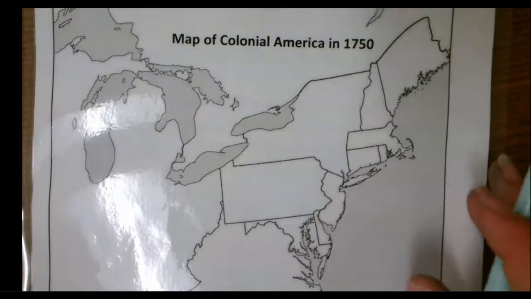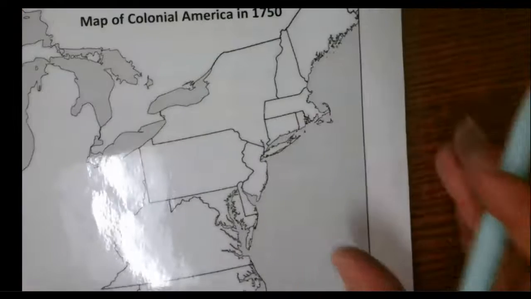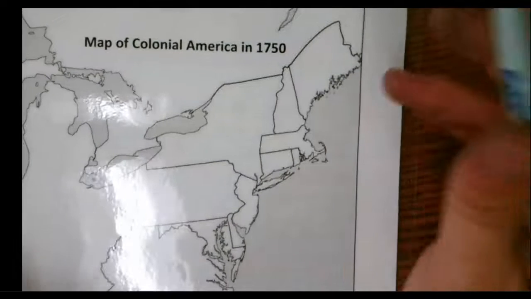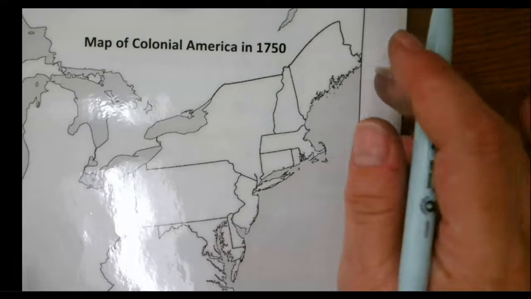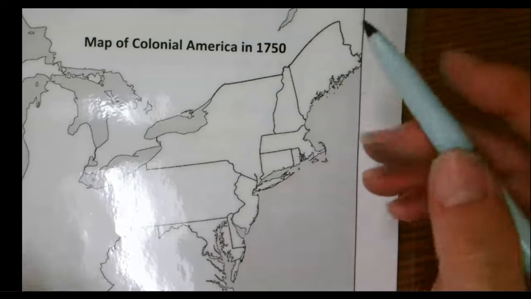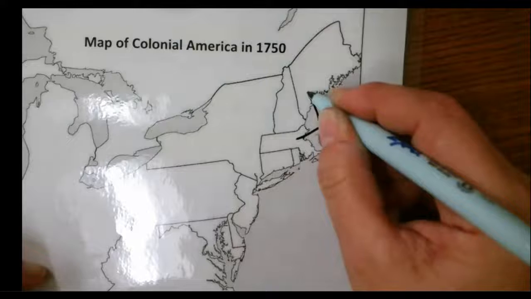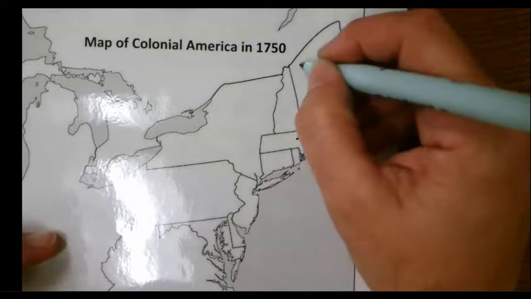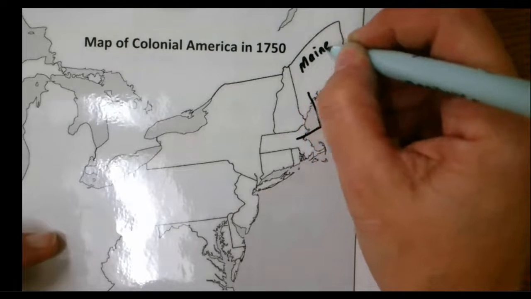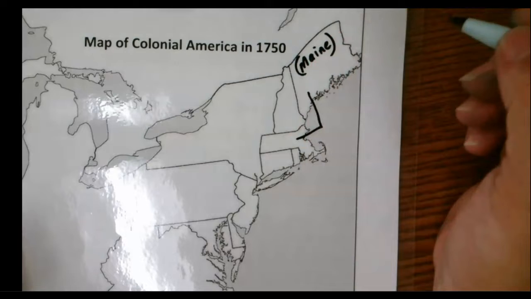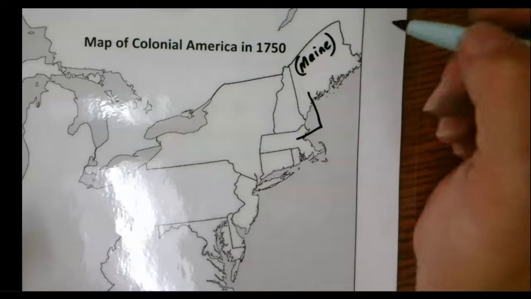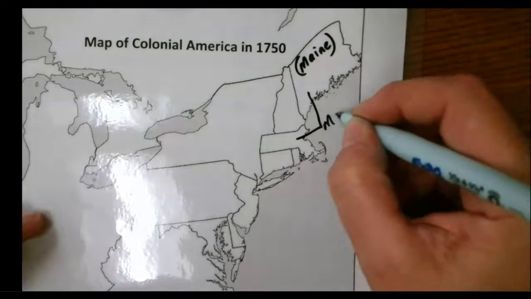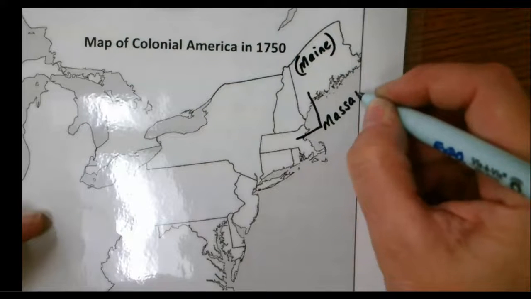So I'm going to start with Maine and Massachusetts. Please understand at this time, Maine and Massachusetts were one and the same colony, both called Massachusetts. Okay, the territory known as Maine was not separate from Massachusetts. So both of these are Massachusetts. This one is Maine, and I'm going to put it in parentheses because that is not its official political name. Okay, its official name is Massachusetts.